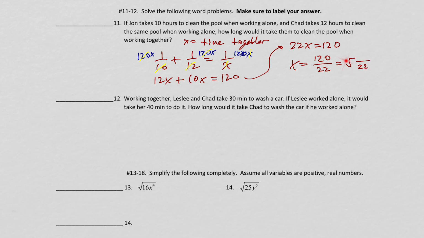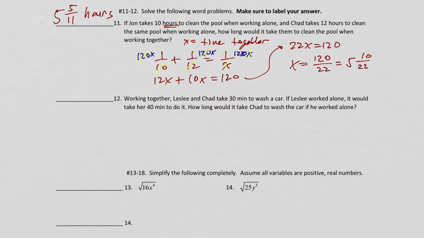If this times this is 110 and I need 120, this up here has to be 10. Because this times this is 110 plus this is 120. But this is not reduced. So the answer, once I reduce it, is 5 and 5 over 11, and this is hours.